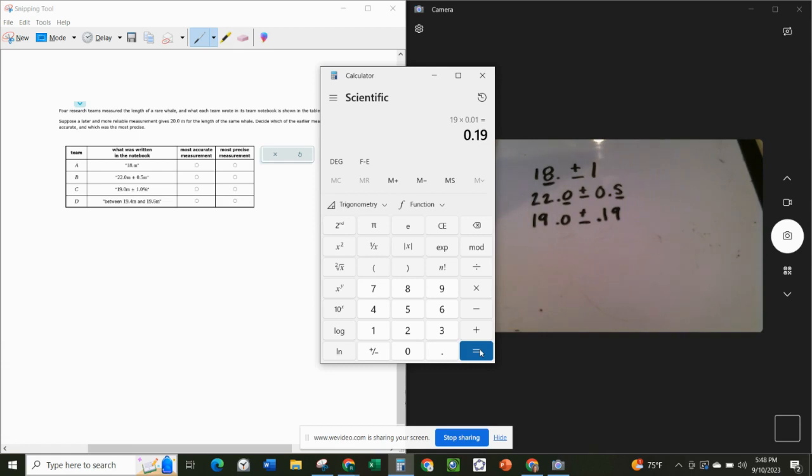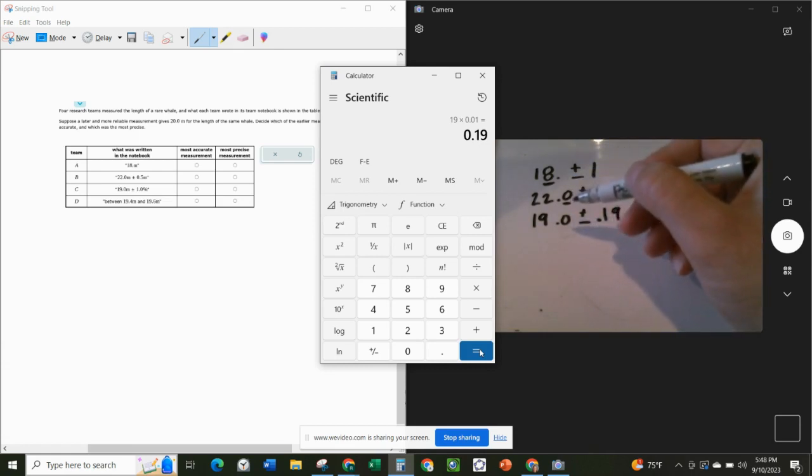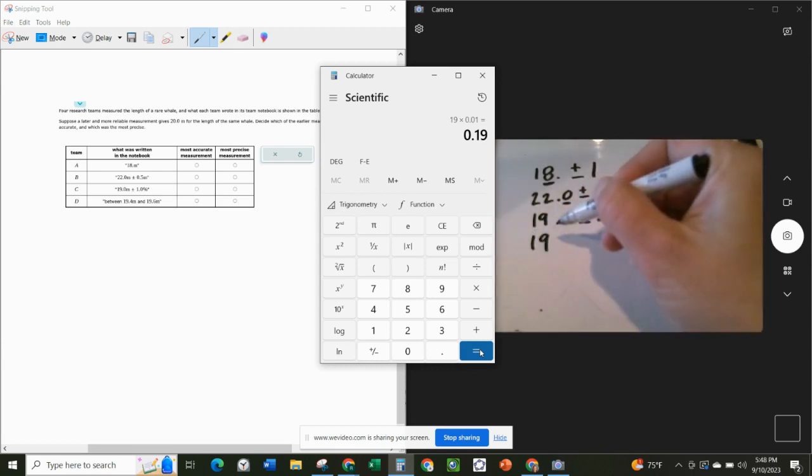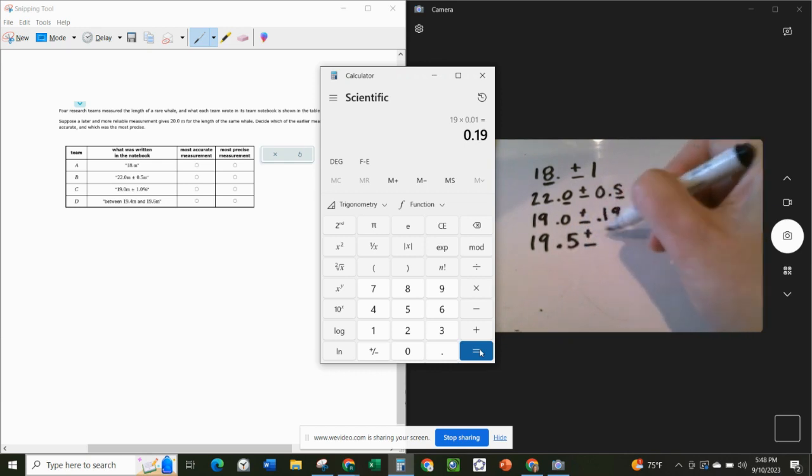Okay, the next one says between 19.4 and 19.6. So if we think about that, the number between 19.4 and 19.6 is 19.5. And if we add 0.1, we'll get to 19.6. If we subtract 0.1, we'll get to 19.4. So this is the last measurement.